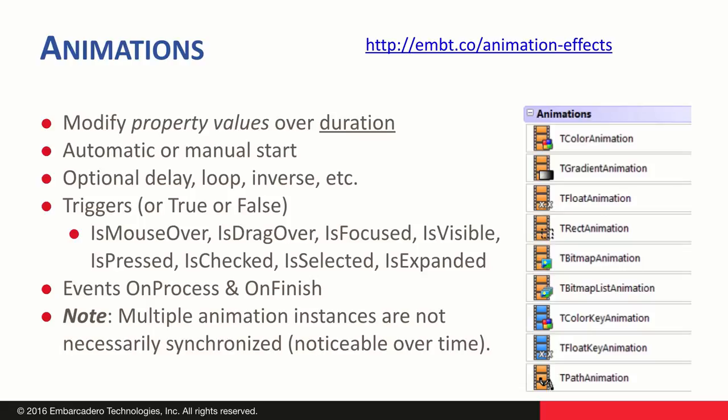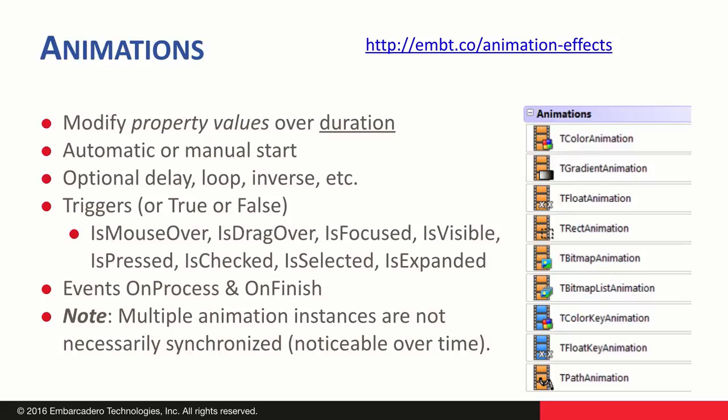You can optionally set a delay, a loop, inverse. You can set triggers, for example, when the user mouses over a control, you can have an animation kick in and do something. These are really, really powerful, and you can do a lot of stuff with them without having to write any code. One note, and this is just a little idiosyncrasy. It's not a bug. Some people are like, oh, that's not right. Well, that's just the way it works, and when you understand the way it works, you realize it makes sense.